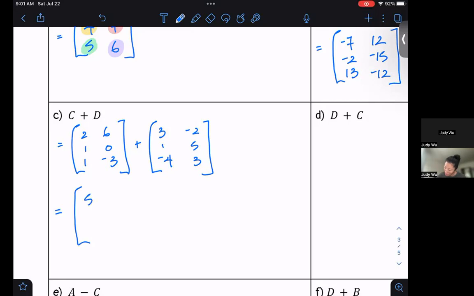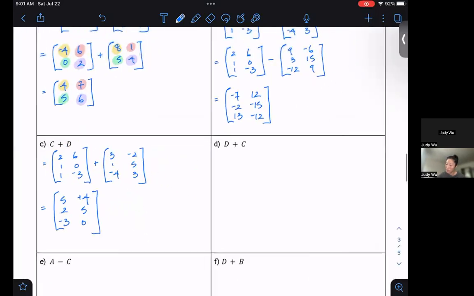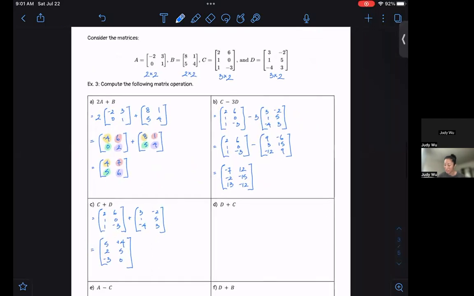2 plus 3 is 5. 6 plus negative 2 is positive 4. 1 plus 1 is 2. 0 plus 5 is 5. 1 plus negative 4 is negative 3. And negative 3 plus 3 is 0. Okay. Now, let's take a look at part D.